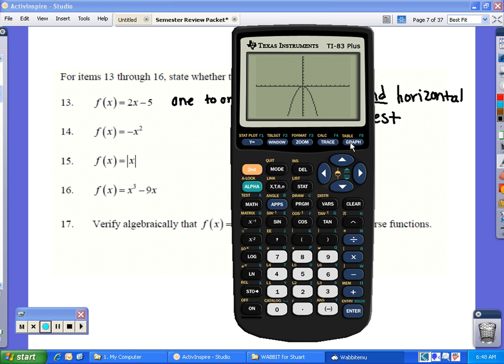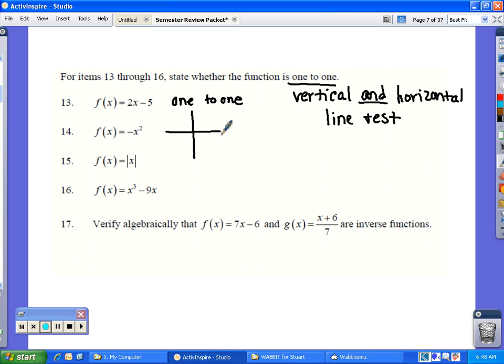Looking at the graph, it's going to look something like this. It's going to be upside down. You will notice that if I were to draw a horizontal line, it's going to cross through the function here and here. Since it does that, number 14 is not one-to-one. Okay? So number 14 being a parabola is not one-to-one.